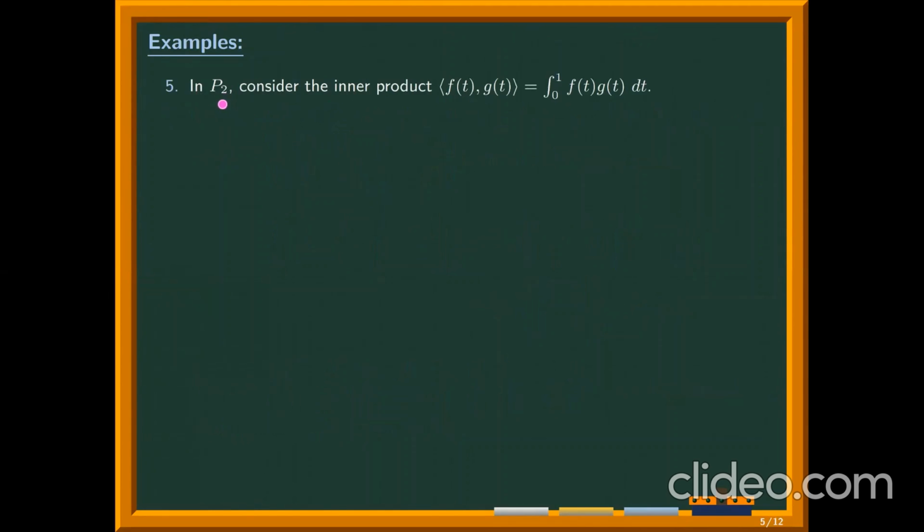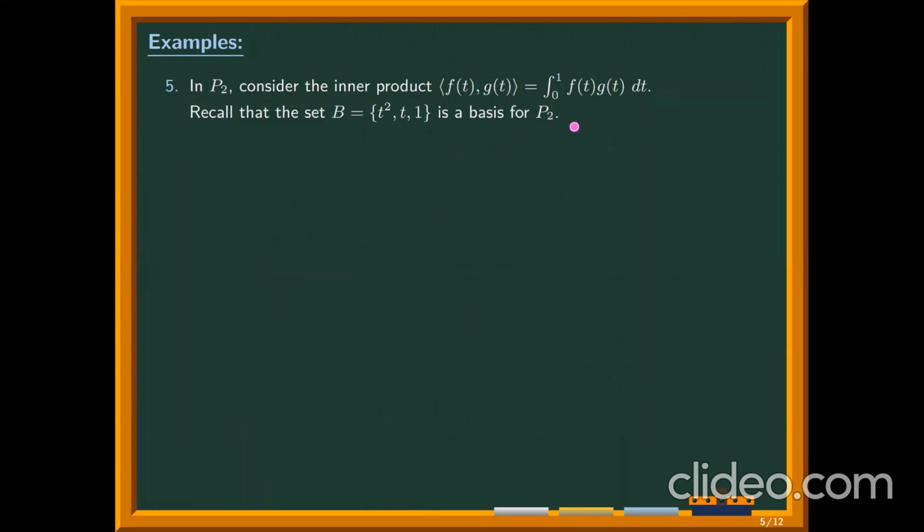In P2, which is the vector space of all polynomials of the form at squared plus bt plus c, where a, b, c are real numbers, let's consider the inner product as shown. The integral from 0 to 1 of f times g with respect to t equals the inner product of f and g. Recall that P2 has basis given by the polynomials t squared, t, 1.